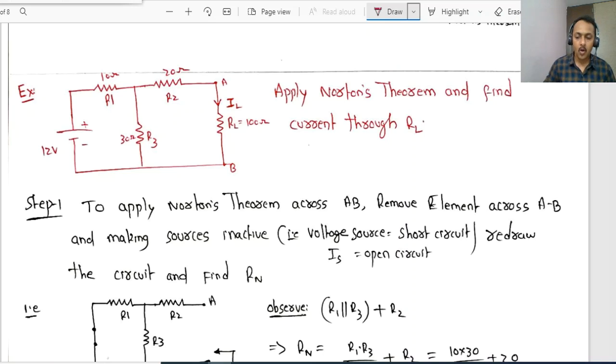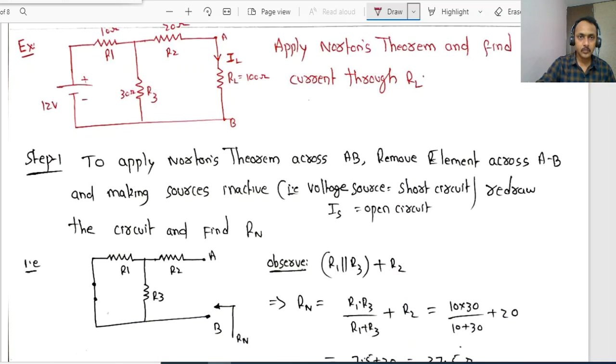Right? Now, in this problem, a 12 volts voltage source is there. R1, R2, R3 are there. R1 is 10 ohms, R2 is 20, R3 is 30 ohms. Now RL equal to 100 ohms. Our target is to apply Norton's theorem across A and B. We have to find out Norton's equivalent across A and B. Clear?